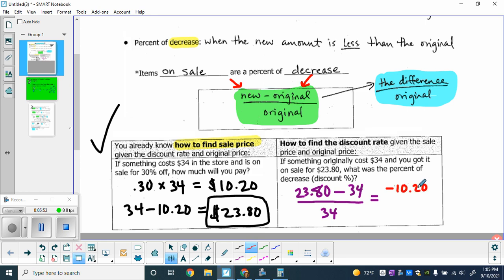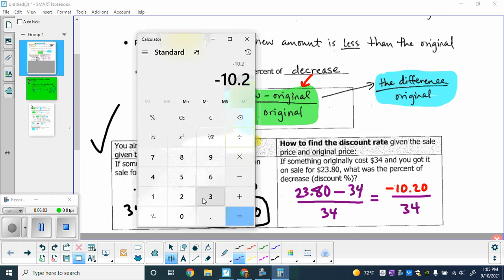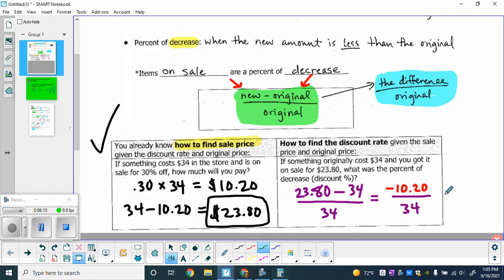And you're going to divide that by the original price. So again, the difference is you're saving $10.20 divided by the original. And when I do that in the calculator, if I divide this now by the $34, boom, you can see it came down 0.3, which means it came down 30%. So this is a down 0.3. Or again, you can say down 30%.